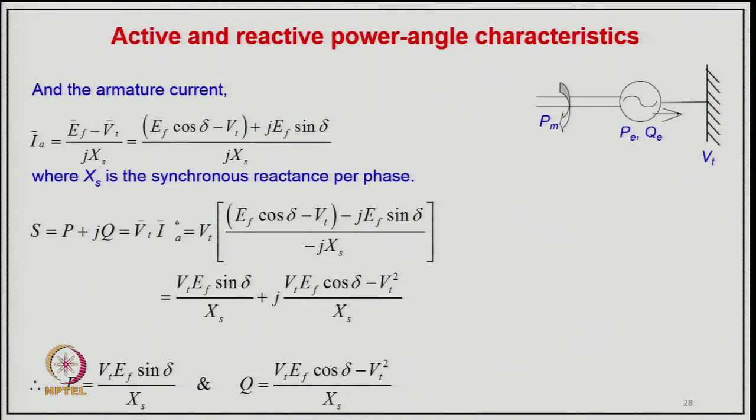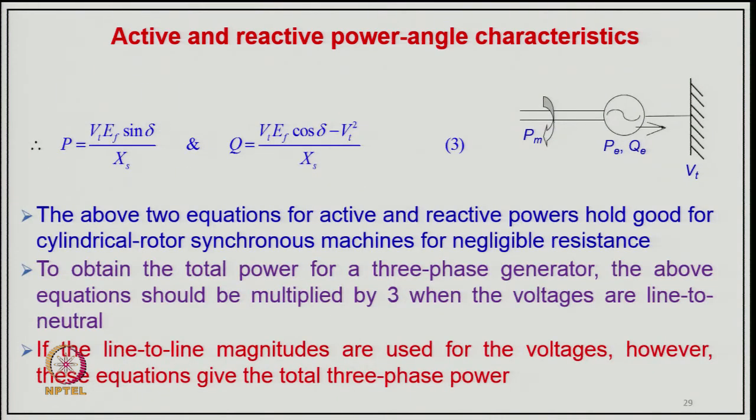We can say P is Vt E f sin delta upon x s, and Q is Vt (E f cos delta minus Vt) divided by x s. So, P equal to Vt E f sin delta upon x s, and Q equal to (Vt E f cos delta minus Vt square) upon x s. The above two equations of active and reactive power hold good for a cylindrical rotor machine with negligible resistance.